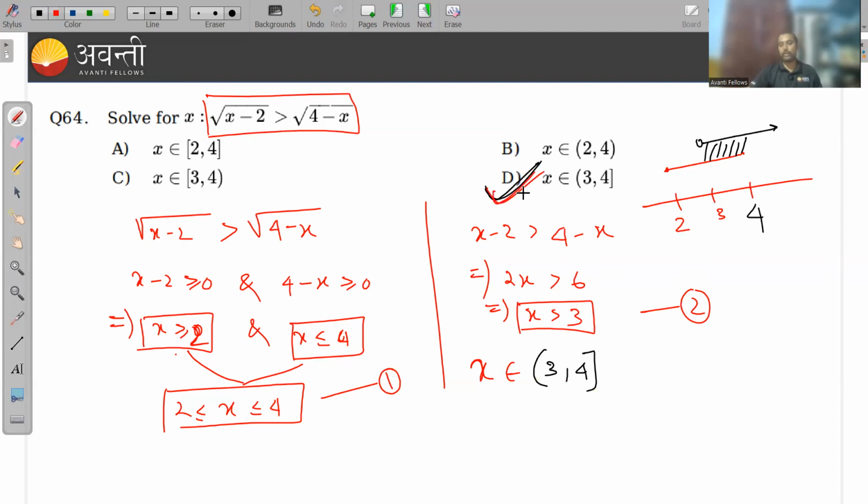And this is a very easy question, right? I hope this is clear to everyone. The correct answer is option D. Okay, let's move to the next question.